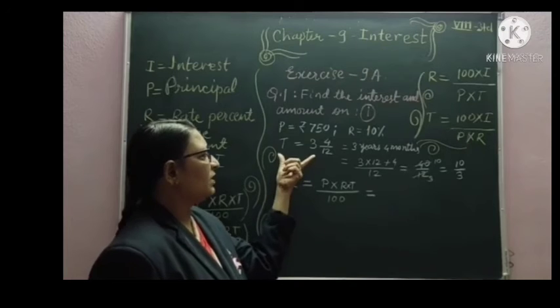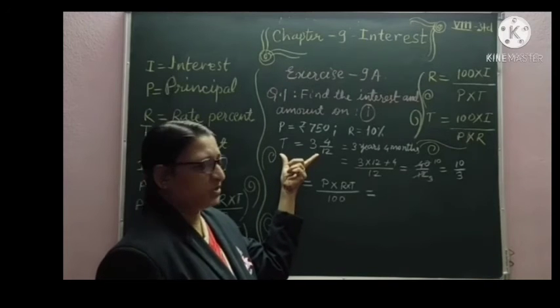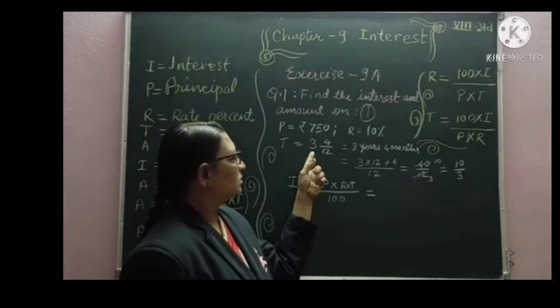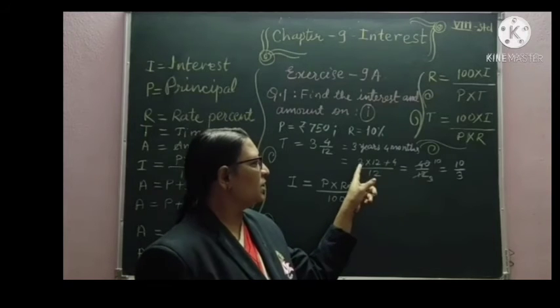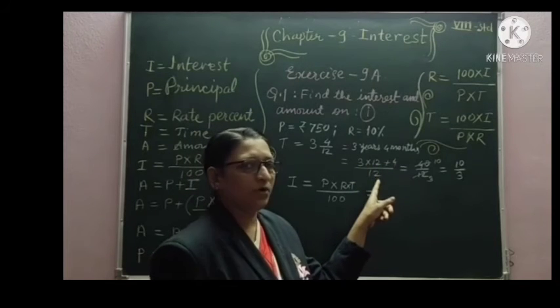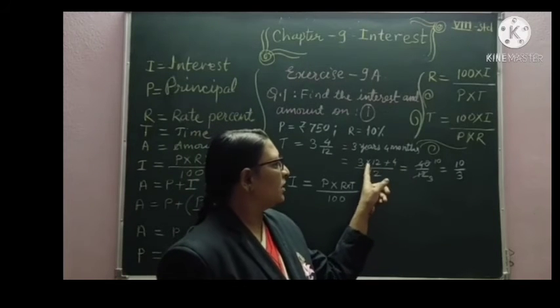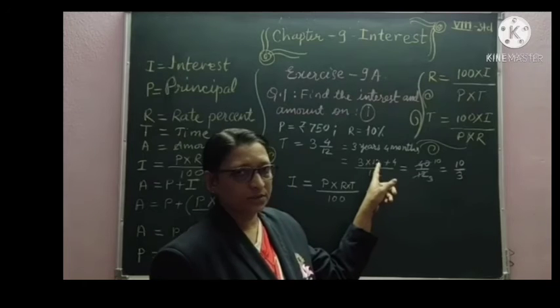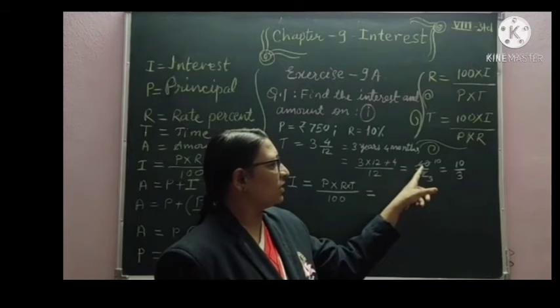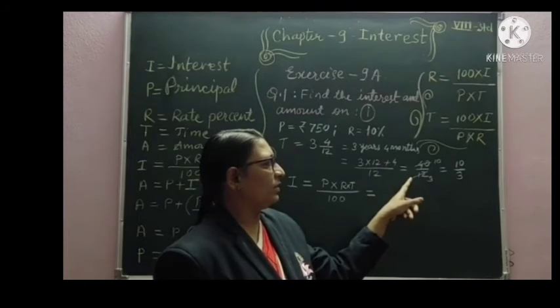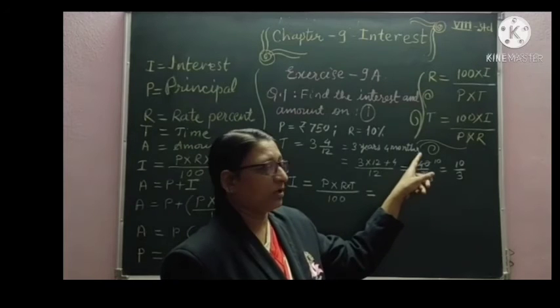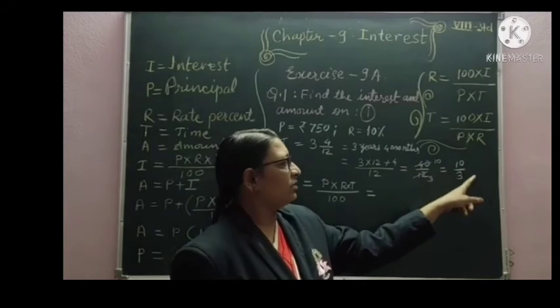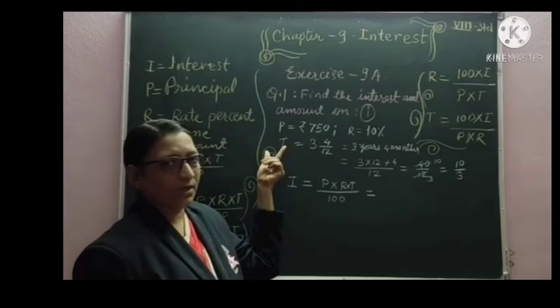This we will first convert into an improper fraction. So 3 into denominator plus numerator upon denominator. That is 3 into 12 plus 4 upon 12. 3 12s are 36 plus 4, 40. So here we get 40 upon 12. 4 3s are 12, 4 10s are 40. So 10 upon 3 is the value of time.